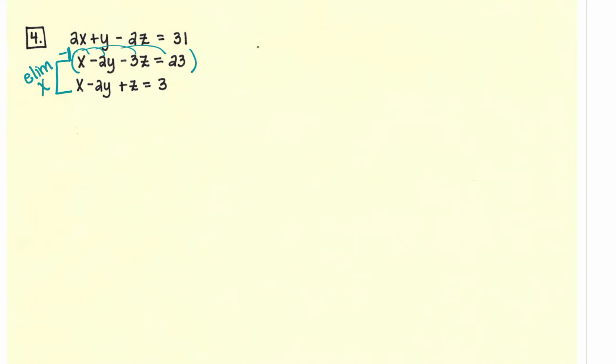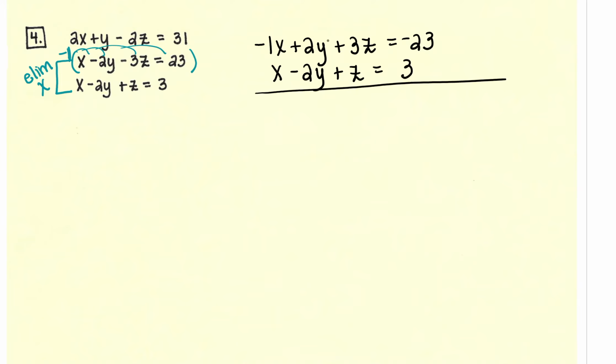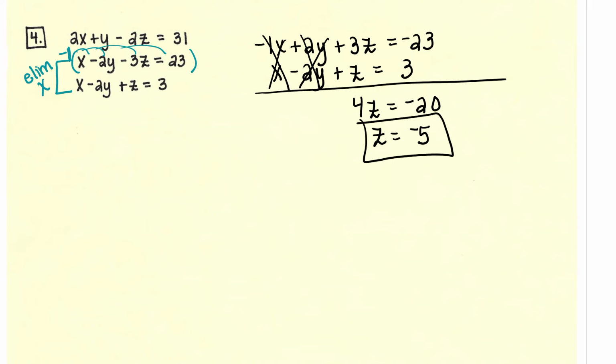So negative 1 times x is negative 1x. Negative 1 times negative 2 is positive 2y. Negative 1 times negative 3 is positive 3z. And negative 1 times 23 is negative 23. Bring this over just like it is. Put our equations together. And both of those eliminate. And I end up with 4z is equal to negative 20. Divide by 4, and z is negative 5.